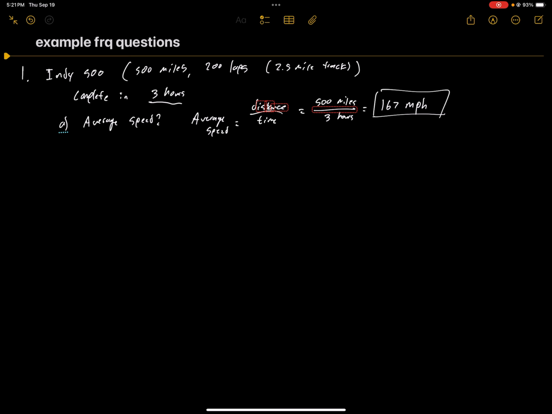Anyways, we know average speed is distance over time, and we get 500 miles, that's the distance traveled, over 3 hours. You end up with an average speed of 167 miles per hour. So, simple enough.